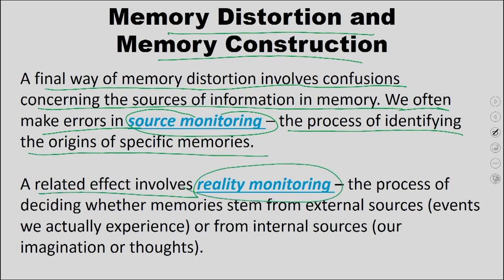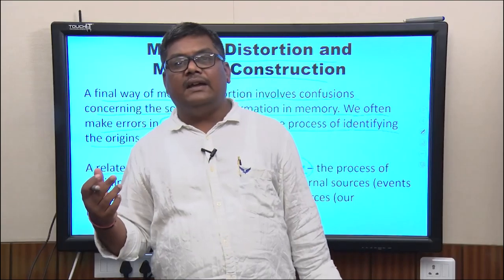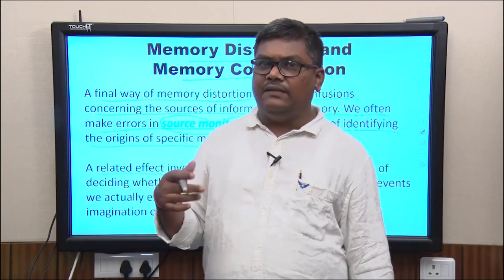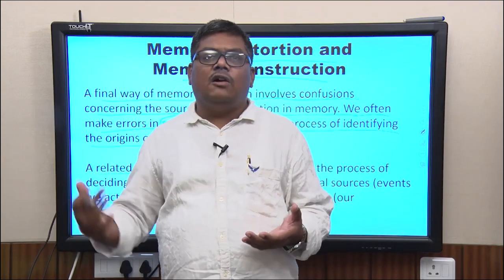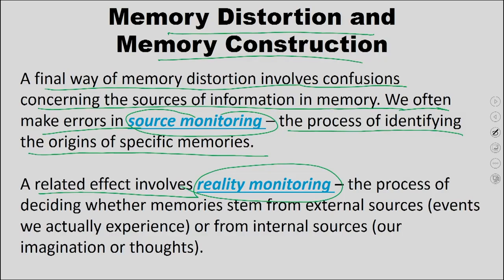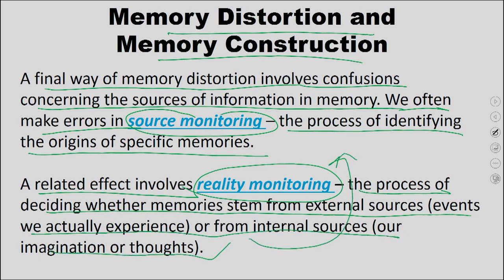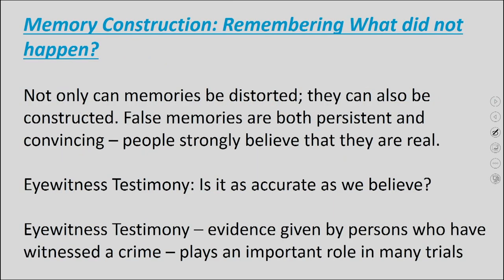Now, a related effect is called reality monitoring. Sometimes memory comes to us and we don't even know whether these memories are real or not. For example, certain people have remembered certain events from their life where they are very unsure whether these events actually happened to them or not, and that is they fall prey to something called reality monitoring. The process of deciding whether memory stems from external sources, which are events we actually experienced, or from internal sources, our imagination or thought, is called reality monitoring, and problems in it can lead to distortions or memory constructions.